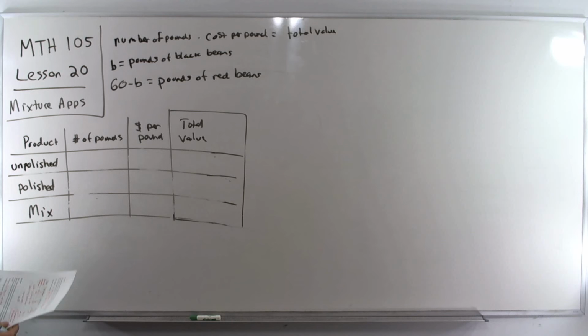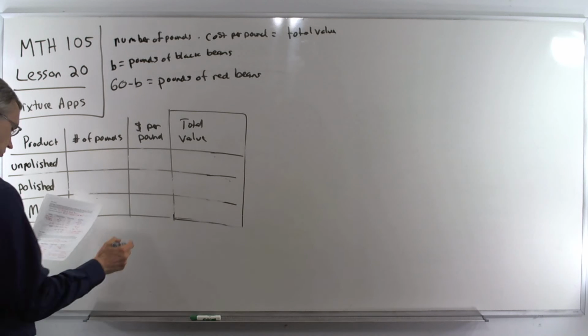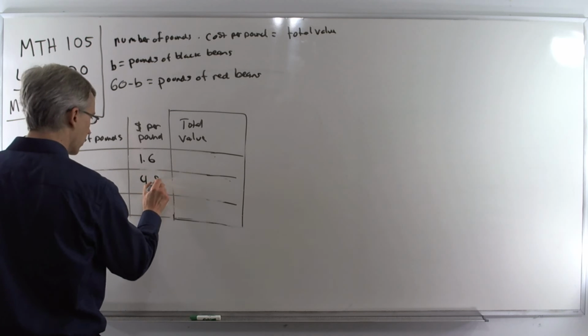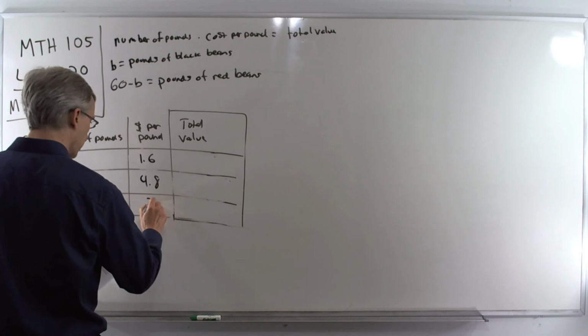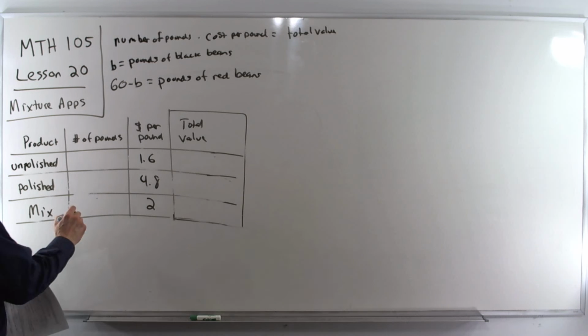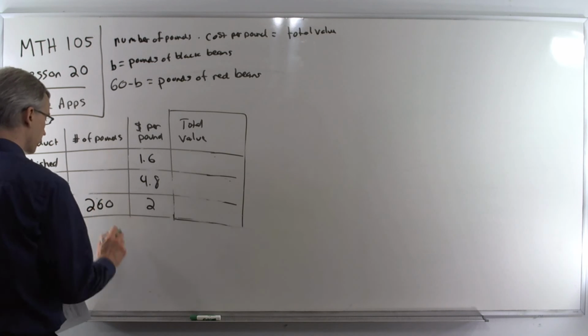So we have unpolished rock, polished rock, and the mix. We know the cost per pound: $1.60 for unpolished, $4.80 for polished, and we want the mix to be exactly $2 per pound. So we're getting polished and unpolished rock. We know that the total is going to be 260, so 260 goes here.